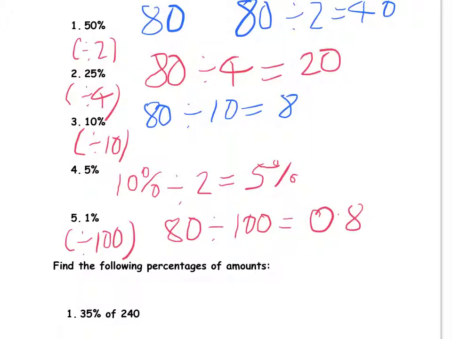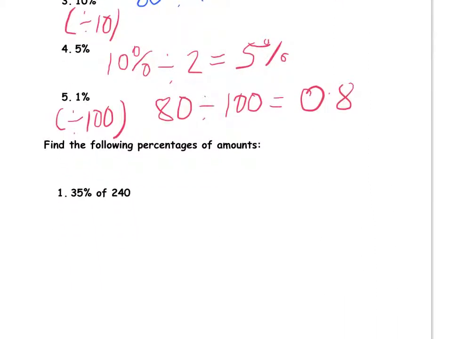Now you need to know all these basic percentages we've just looked at. So 50%, half of it, 25%, quarter of it, 10%, a tenth of it, 5%, half of 10%, and 1% is divided by 100. You need to know all 5 of those off by heart, because you could be asked to use any of them in an exam. So you can also combine these percentages to find different percentages.